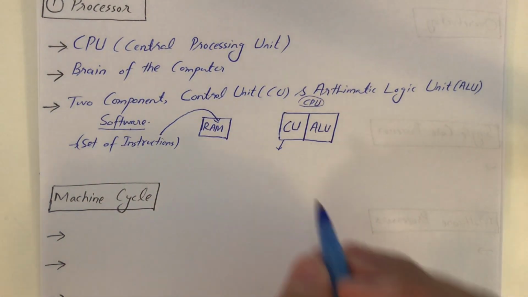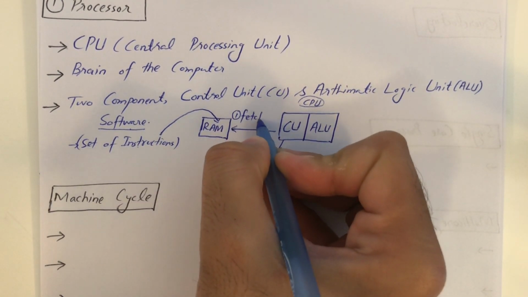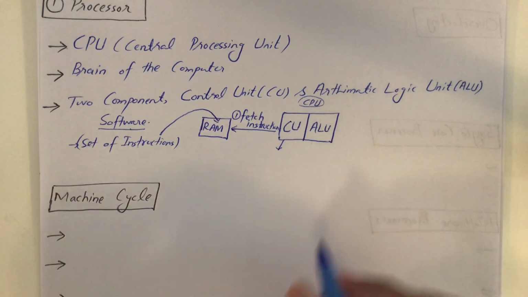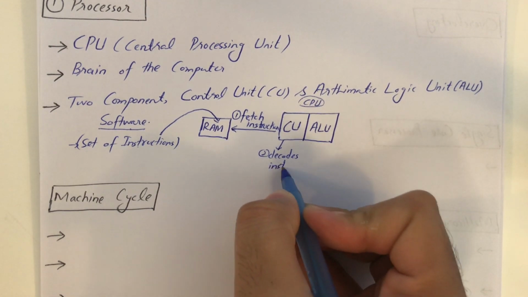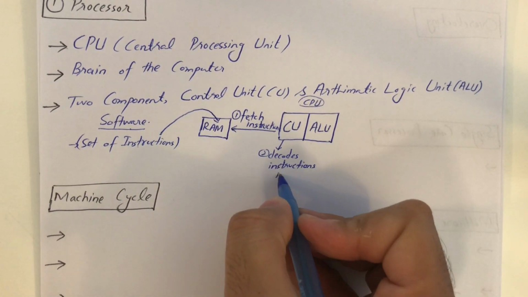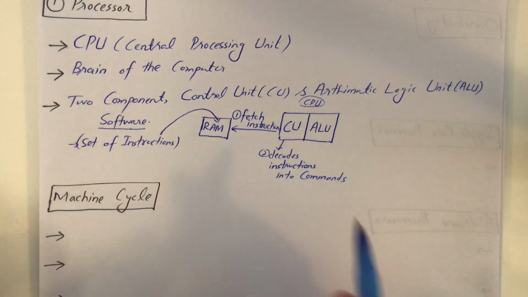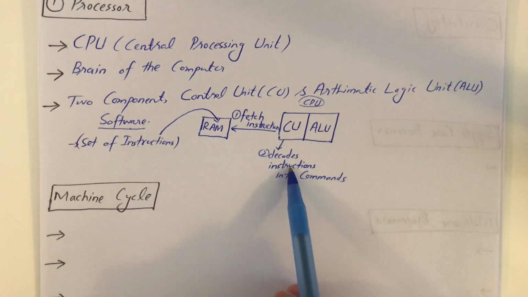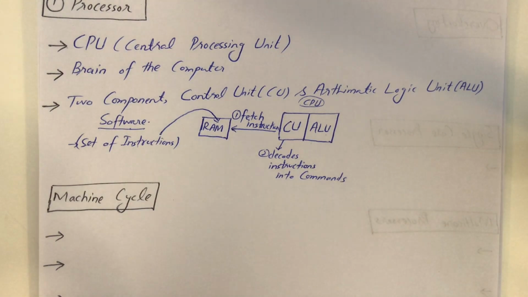Control unit does two main things. It fetches instructions from the RAM. First step, it fetches instructions from the RAM. After fetching instructions from the RAM, the second step is that it decodes instructions into commands. So CU, this control unit, fetches instructions from RAM which got loaded from software, and after fetching, it decodes the instructions, understands them, and makes them commands, because ALU does not understand instructions. It says, I don't know what this instruction says. You need to tell me.